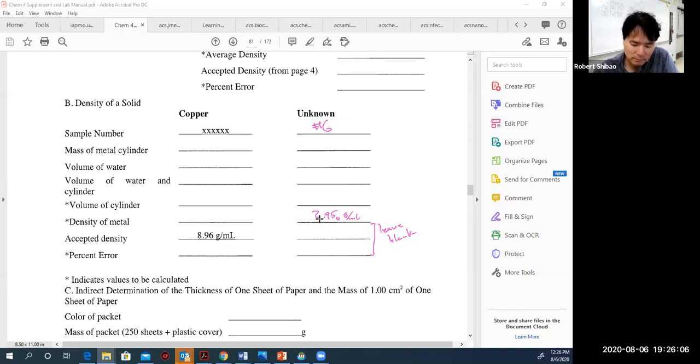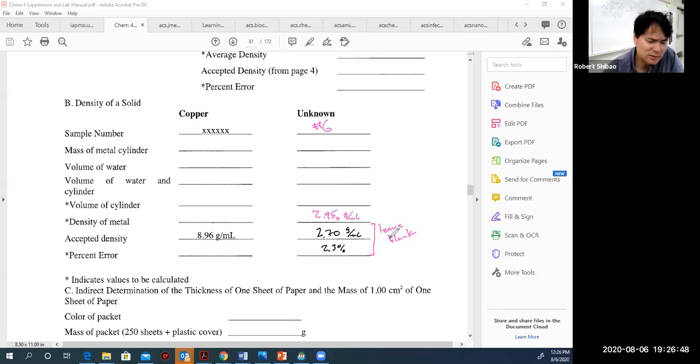And so if this unknown was aluminum, I'll have to verify it because it could have been an aluminum alloy, but for some reason I'm not thinking it was, because I don't think we have very many alloys. Alloys could have a different density. And so let's say this were aluminum. The instructor would write 2.70 grams per milliliter and then calculate the percent error. The percent error came out to 2.3% error.